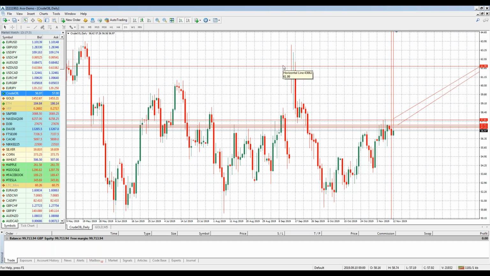This hitting 62 was a correction back up as the fear disappeared. There was a little bickering, oil came back down. Now it seems like they're going to have a deal, oil's going back up. It's already done that. So you make the decision what you think will happen, but it makes sense to combine your technical entry points with what you believe is happening fundamentally in the market.